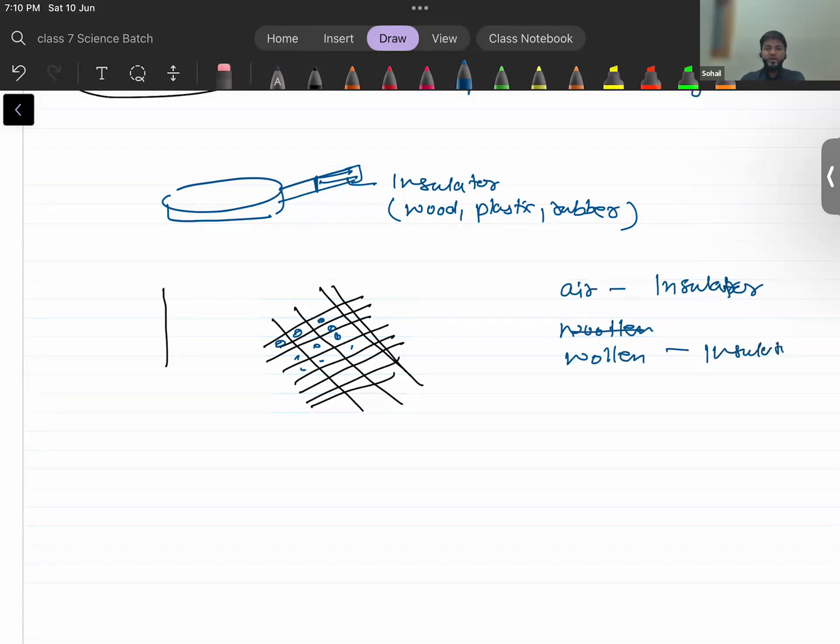So what happens? The air trapped in the fibers of the woolen clothes also stops the flow of heat. The woolen cloth is already acting as an insulator. Now the air which is trapped between the fibers of this cloth is also acting as an insulator, and that also stops the escaping of heat. So there is nowhere left for heat to escape. Heat is almost trapped between the woolen cloth and the skin of the body, right?